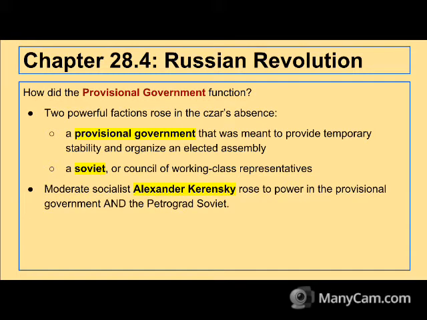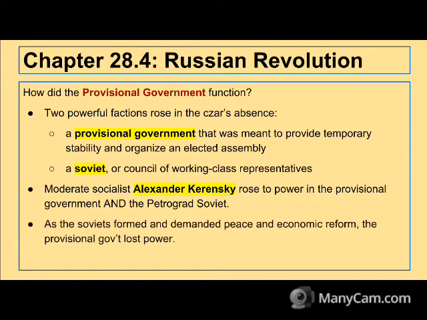One of the main leaders during this time was a moderate socialist, Alexander Kerensky. He came to power in both of those governing bodies. He was influential in the provisional government and also held quite a bit of power in the Petrograd Soviet. As these Soviets, or workers' councils all over Russia, formed and grew and gained power, they began demanding quite loudly peace, a withdrawal from World War I, and economic reforms for the people of Russia. As these Soviets gained power, the provisional government lost power.